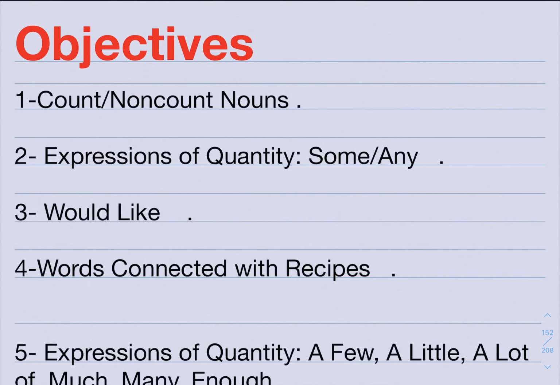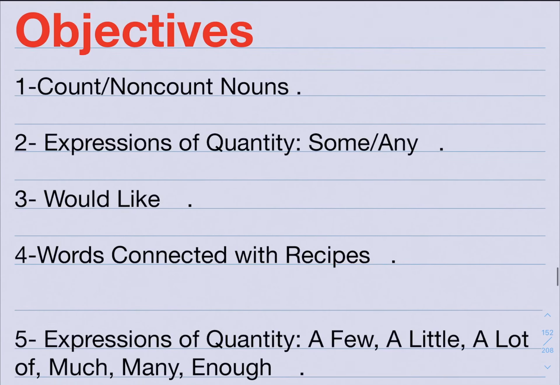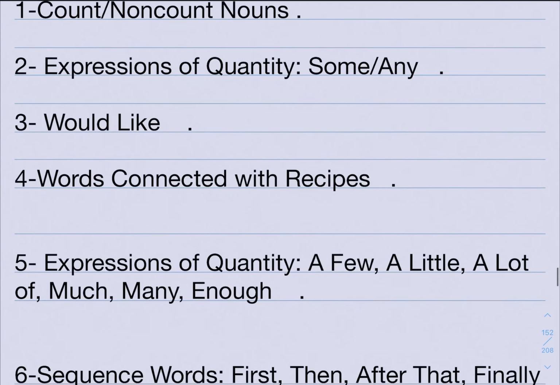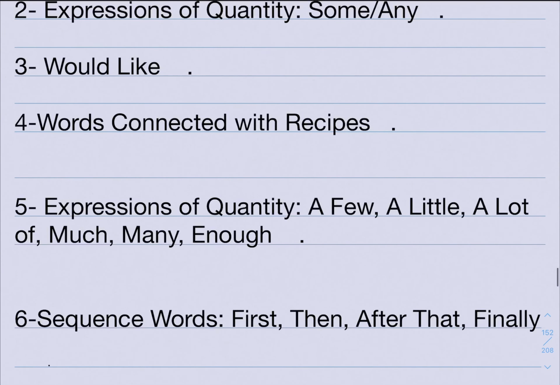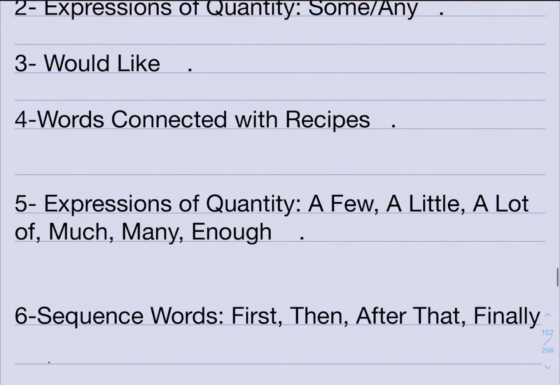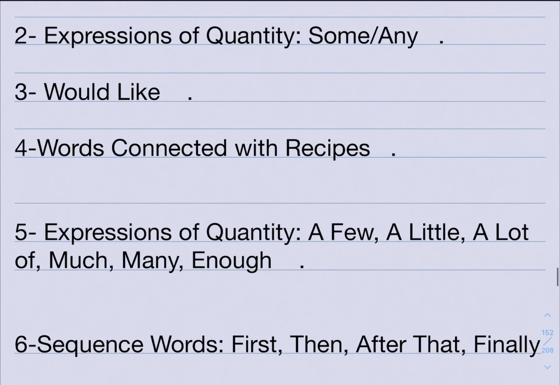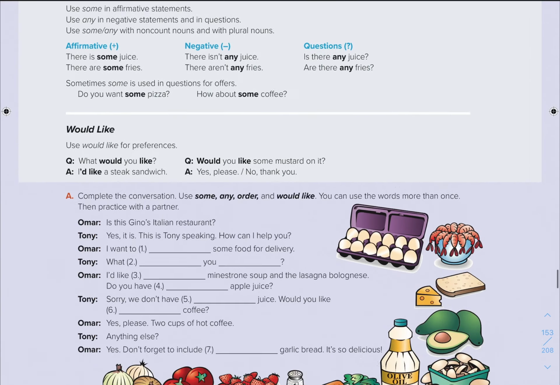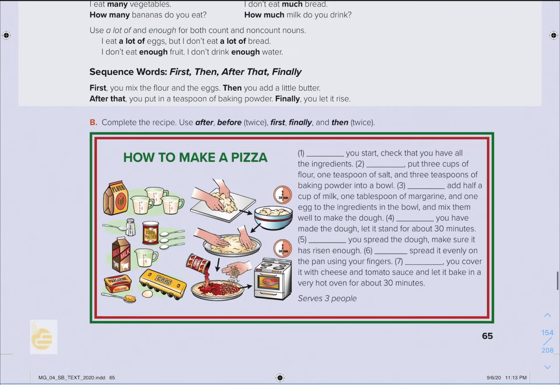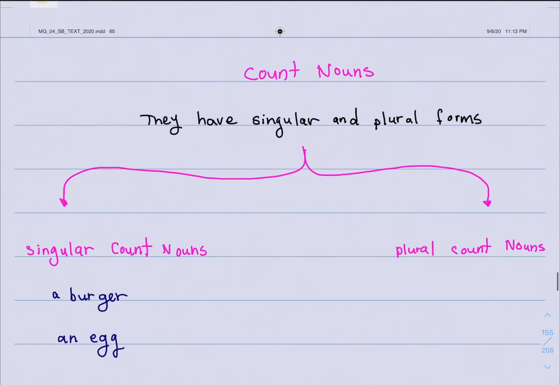Now the first thing we will be doing is looking at the objectives. Number 1, count and non-count nouns. Number 2, expressions of quantity, some, any. Number 3, would like. Number 4, words connected with recipes. Number 5, expressions of quantity, a few, a little, a lot of, much, many, and enough. And the last one, sequence words: first, then, after that, finally. So these are the things that we will be covering in this lesson. Right now, please move on to pages 64 and 65, and please follow up with me as I explain this lesson.